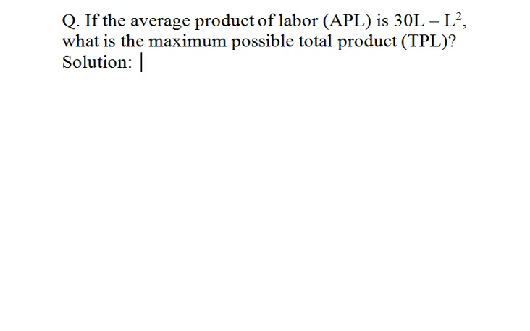So total product of labor equals average product of labor multiplied by labor. With this equation we can calculate the total product of labor, as average product of labor is given. So our TL will be 30L minus L square, and this whole multiplied by labor.